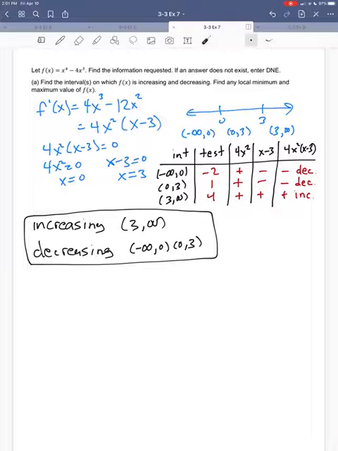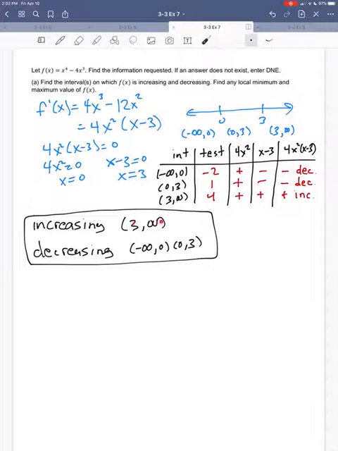So I'm decreasing from negative infinity to 0 and from 0 to 3. It keeps going down all the way to 3, and then it starts increasing at 3. So it's decreasing until I get to x equals 3 and then increasing. So I'm going to have a minimum. Notice there's nowhere where it changes from increasing to decreasing.